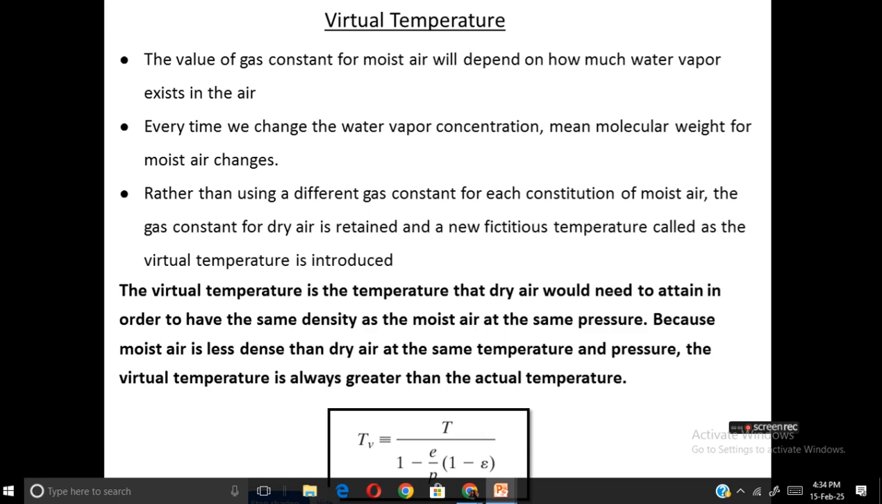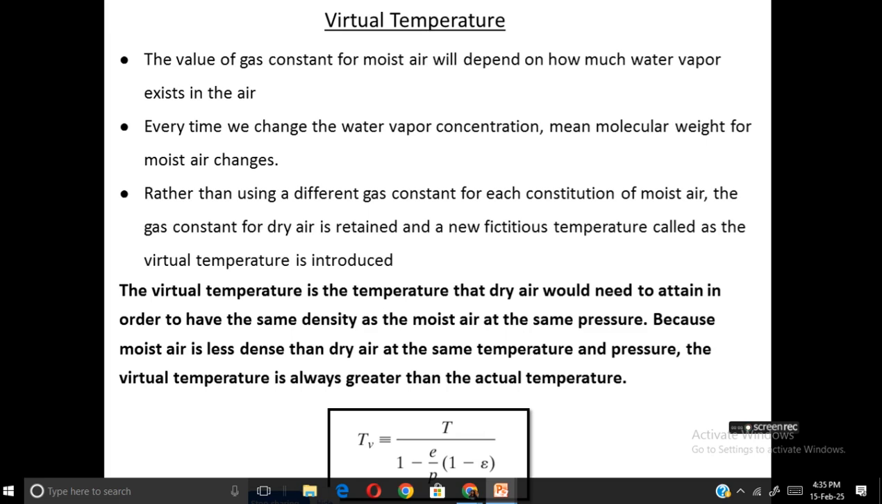So in order to get rid of using two different specific gas constants, they came up with a temperature which will compensate for the difference between the gas constants of dry air and moisture. The value of the gas constant for moisture will depend on how much water vapor exists in the air. The percentage of water vapor present in the air is very important when we are considering the gas constant for moisture, which is basically a combination of dry air plus water vapor.